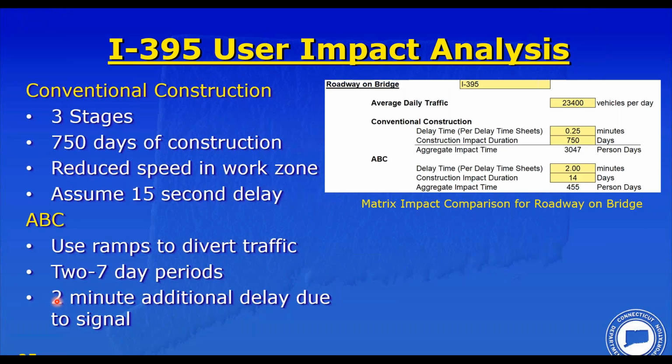However, before we had a 15-second delay because we had free flow through the intersection, but now we have the intersection with a signal with Route 85, so we're assuming a 2-minute average delay to get through that signal at the bottom of the ramp because you'll be fighting with the traffic on Route 85. So we're assuming a 2-minute delay for 14 days.